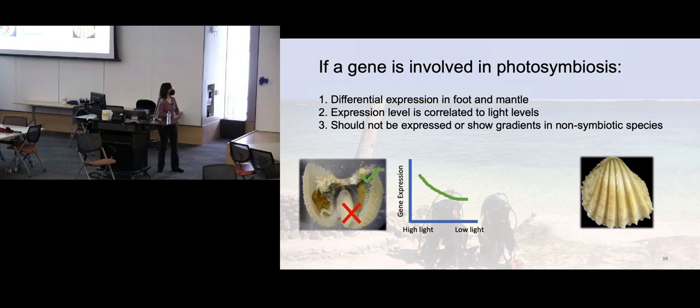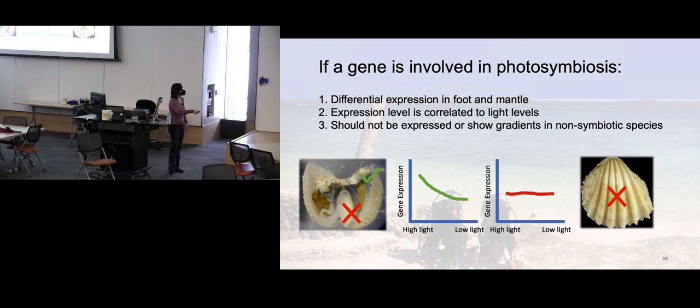And then the third criterion is that it should not be expressed in the tissues of the non-symbiotic species. Or if it's expressed, it shouldn't show a clear pattern following the light gradient. So it's not something that's just following the daily rhythm or daylight cycle. That would not be an indicator of a photosymbiotic gene. So we have these three criteria. We applied them to our gene data set, and we found dozens of candidates for both carbon and nitrogen metabolism. They're very interesting, and I'm only going to show you a few examples for time's sake.